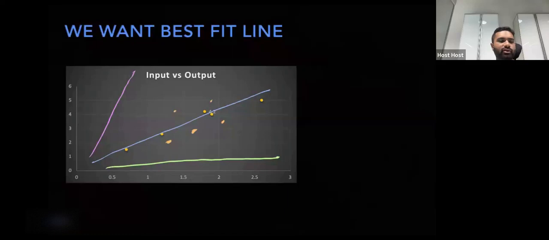If I articulate deviation by this gray distance at every point, at this point the distance is very small. At this point it is also small, and at this point also small. But for other points, the distance is slightly larger. Similarly, for these points, the deviations are this. So if we try to mathematically quantify, we want a line which has the least deviation in sum for all the data points.